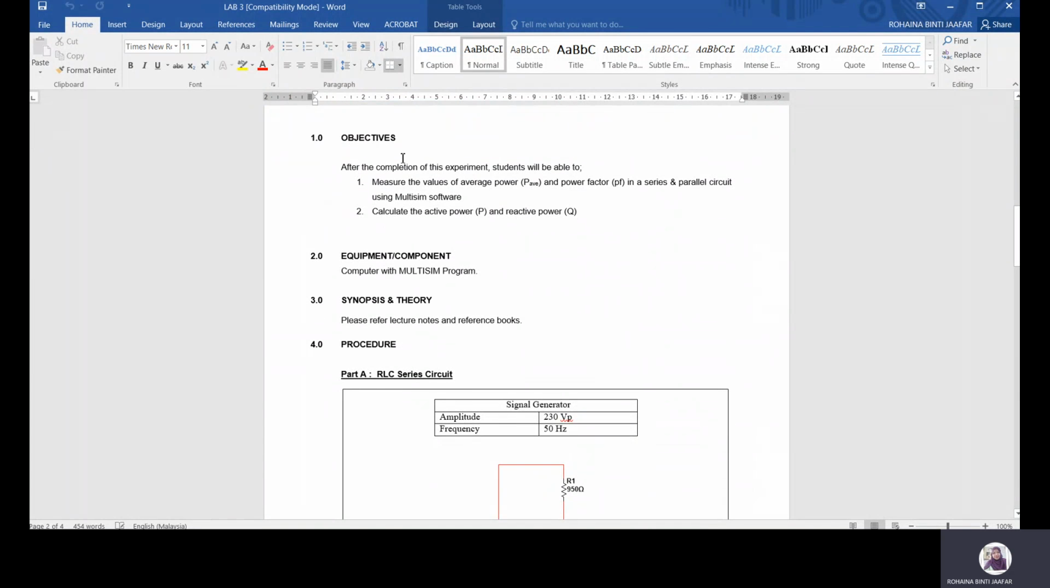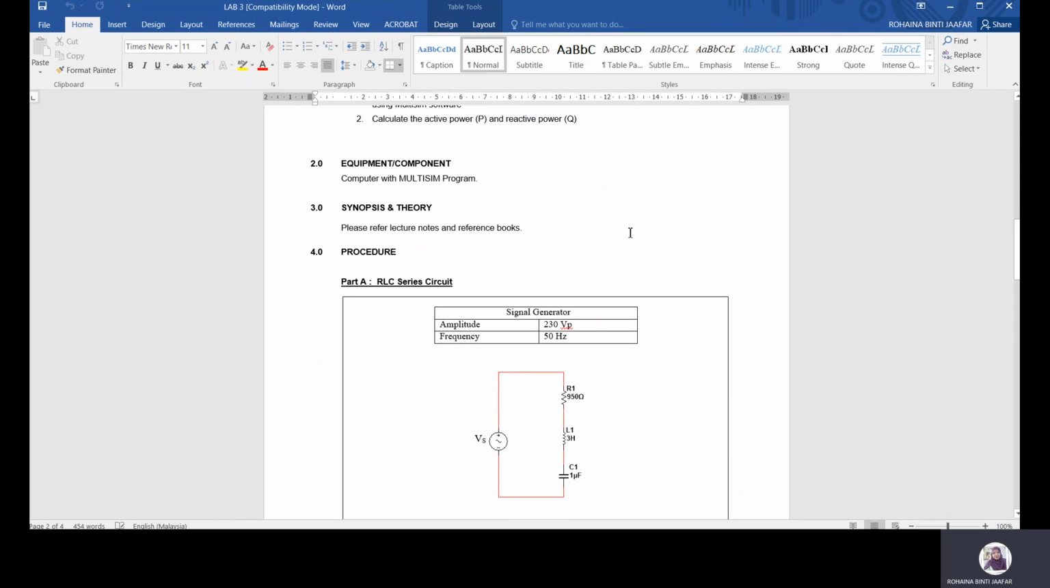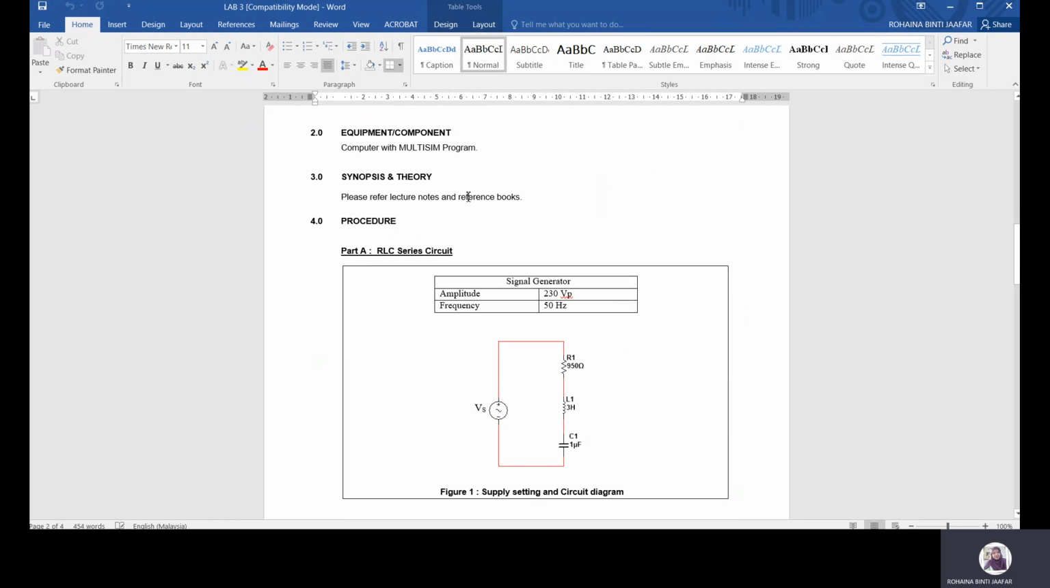After the completion of this experiment, students will be able to measure the values of average power, P average, and power factor in a series and parallel circuit using Multisim software, and then calculate the active power and reactive power. For this lab, you will also be using the Multisim program. For the theoretical part, please refer to lecture notes or reference books.